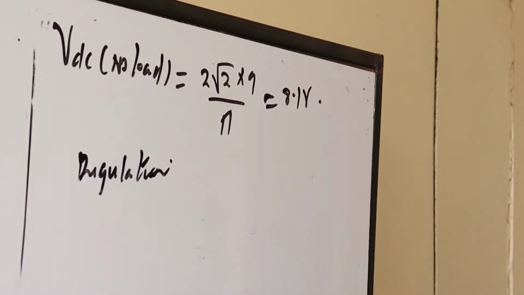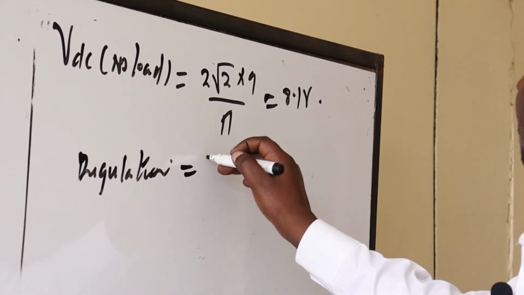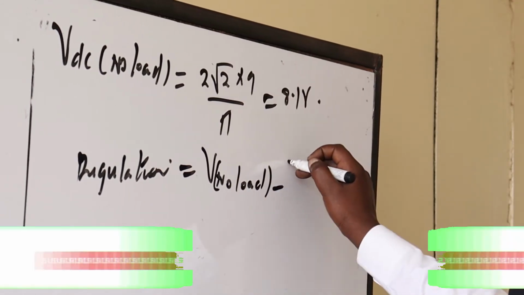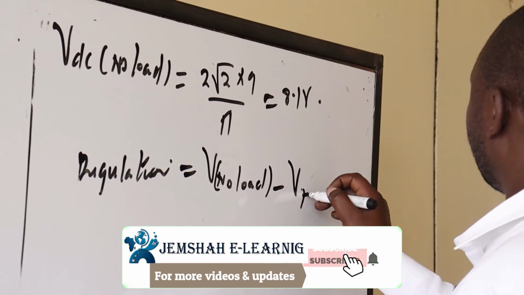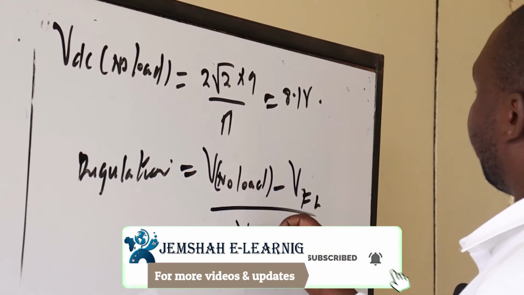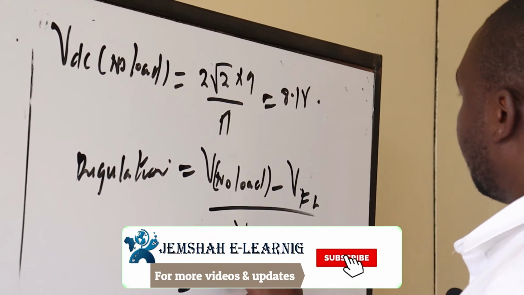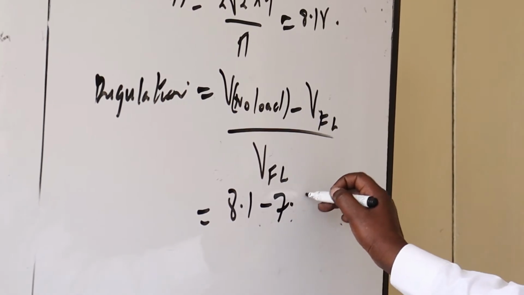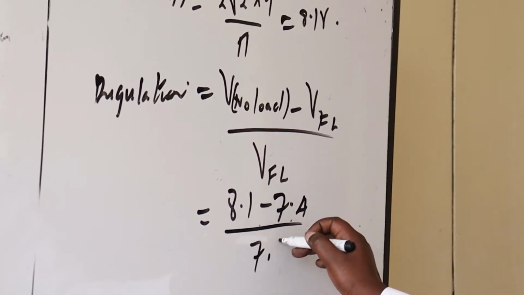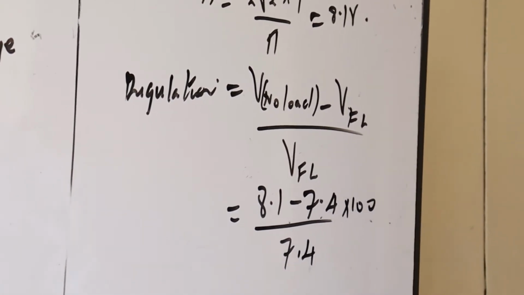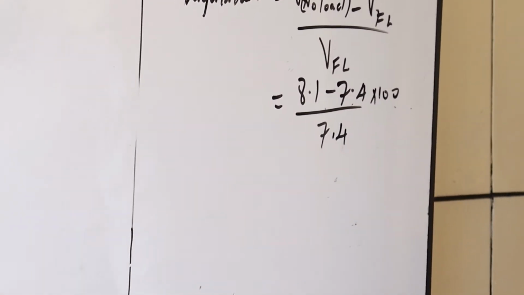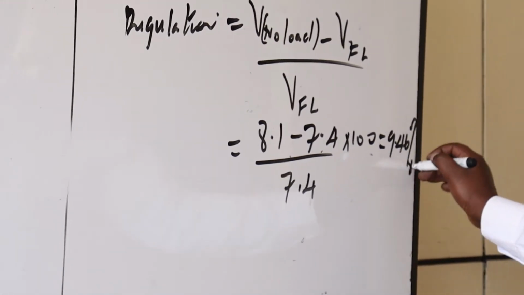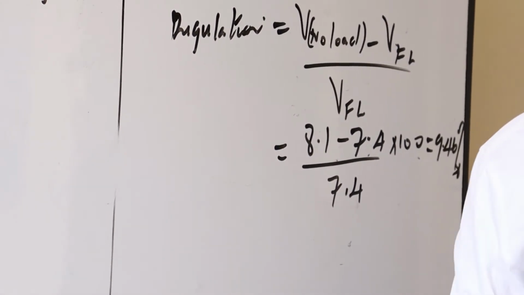So regulation, which we know is given by V no load minus V full load (FL) over V FL, 8.1 minus 7.4 all over 7.4 times 100. This gives a regulation of 9.46%. That is the solution for that question.